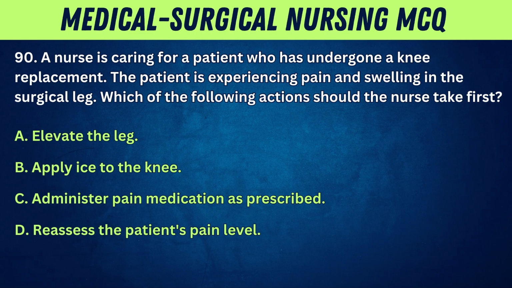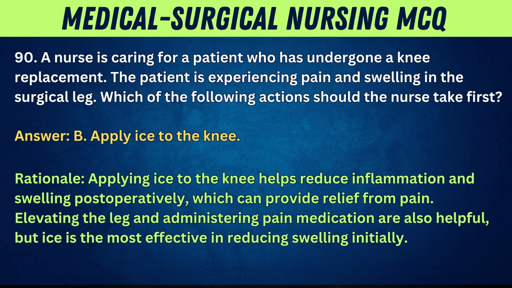90. A nurse is caring for a patient who has undergone a knee replacement. The patient is experiencing pain and swelling in the surgical leg. Which of the following actions should the nurse take first? A. Elevate the leg. B. Apply ice to the knee. C. Administer pain medication as prescribed. D. Reassess the patient's pain level. Answer: B. Apply ice to the knee. Rationale: applying ice to the knee helps reduce inflammation and swelling postoperatively, which can provide relief from pain. Elevating the leg and administering pain medication are also helpful, but ice is the most effective in reducing swelling initially.